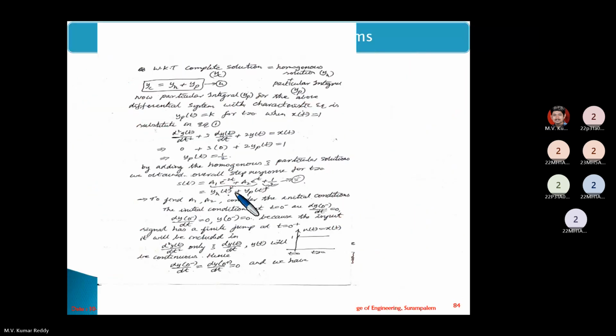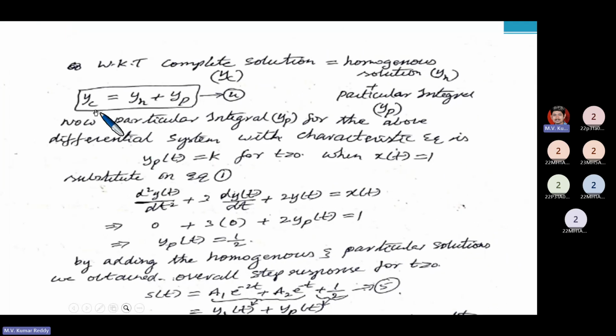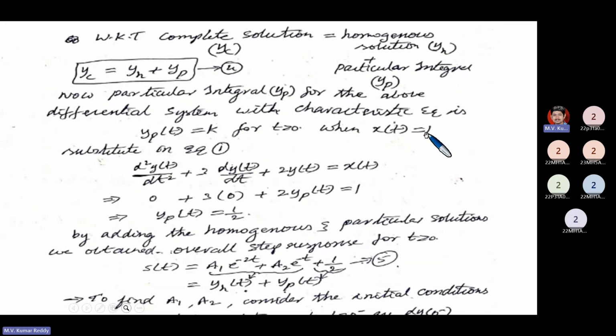Next, already we discussed the complete solution. Complete solution is equal to homogeneous solution plus particular integral. Homogeneous solution ఎలా వస్తుంది? Equal to 0 చేస్తే వస్తుంది, ఆల్రెడీ క్యాలిక్యులేట్ చేస్తాం. నెక్స్ట్ particular integral is equal to k. So x of t is equal to 1.